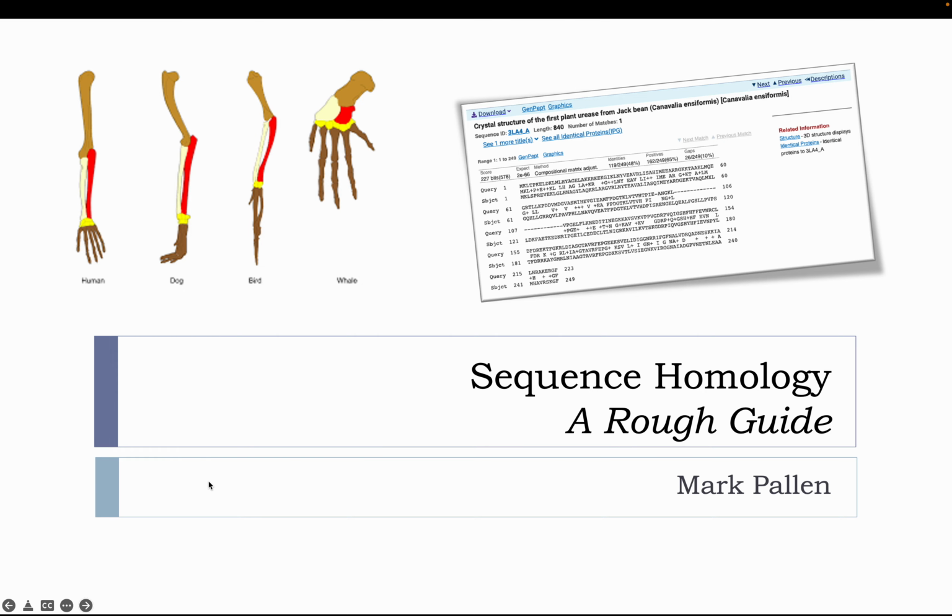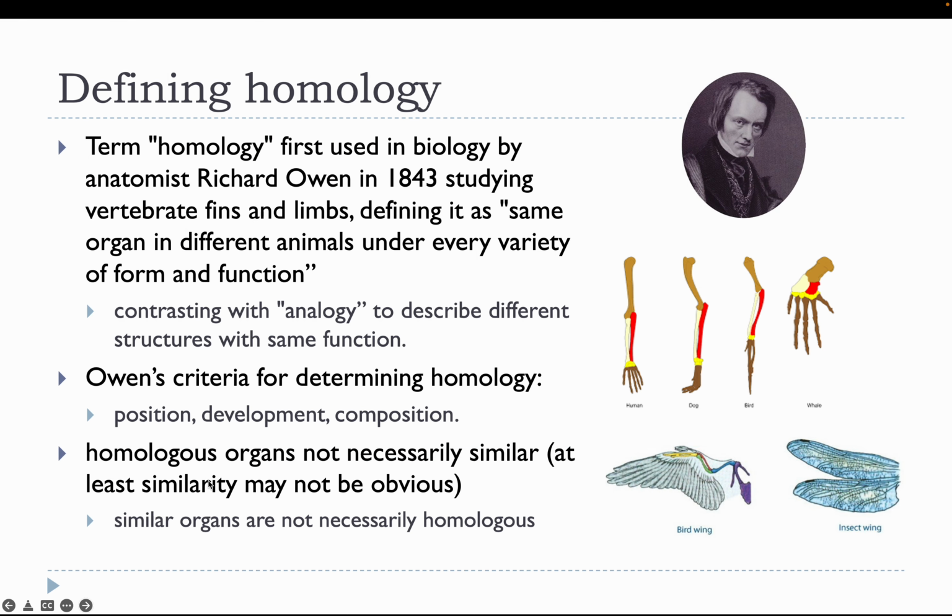So let's start with the term homology. The term homology was first used in biology by the anatomist Richard Owen in 1843. And he was looking at vertebrate fins and limbs. And what he noticed was that if you looked at the vertebrate limb, you could see there were some kind of patterns of similarity, even though those limbs were doing different jobs.